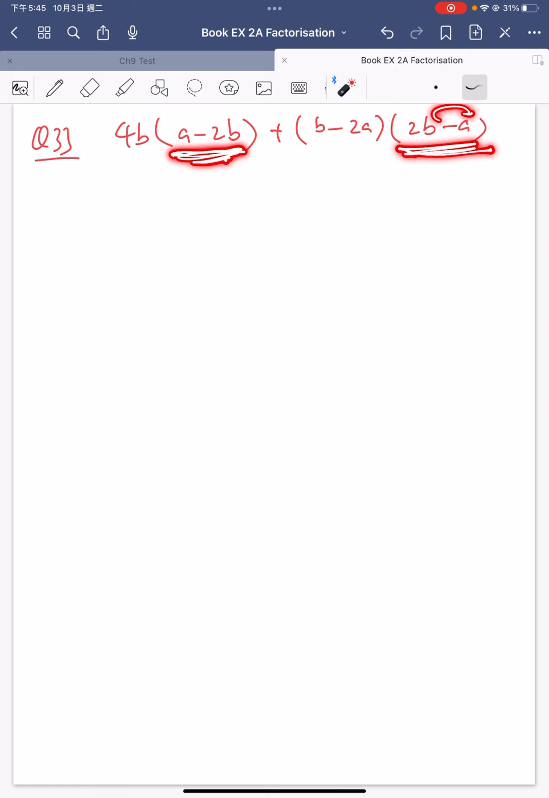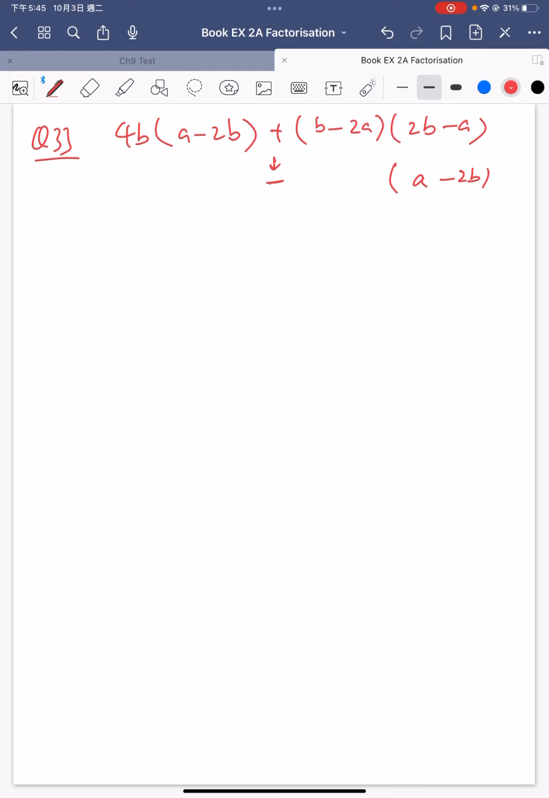So if you swap this around, then we exactly get a minus 2b. So what we want is to swap this. But remember, after you swap it, you need to change the front sign, which is the plus, back to negative. So the positive should be changed to negative. Then we copy down the rest. So we have the whole thing.